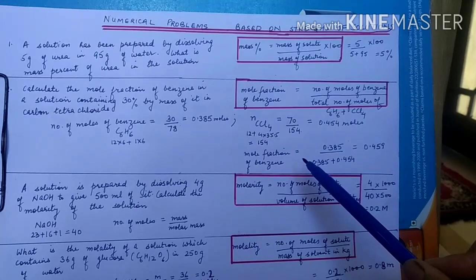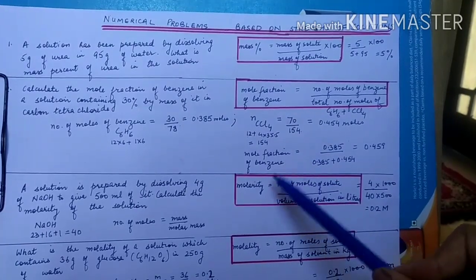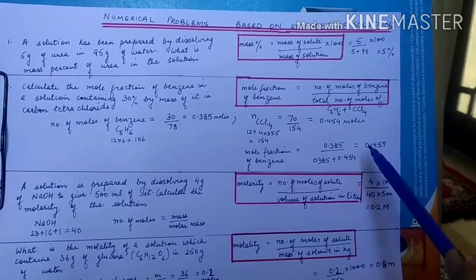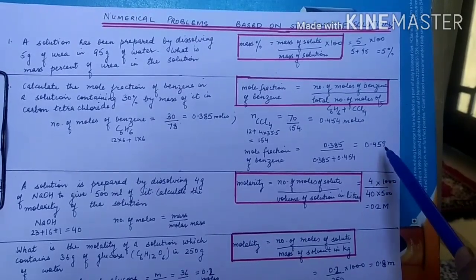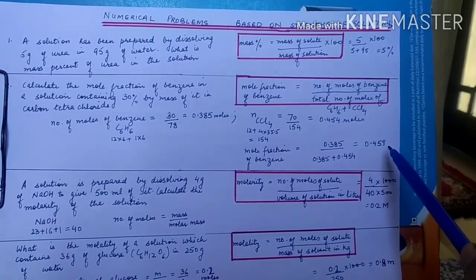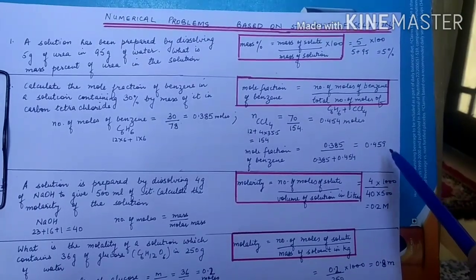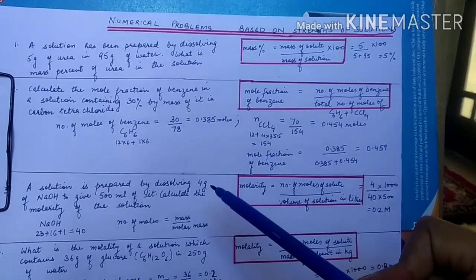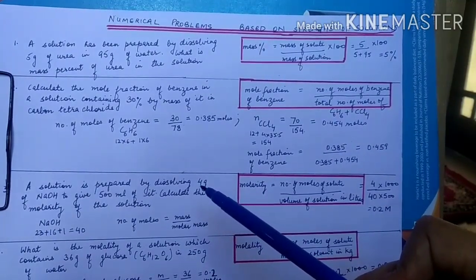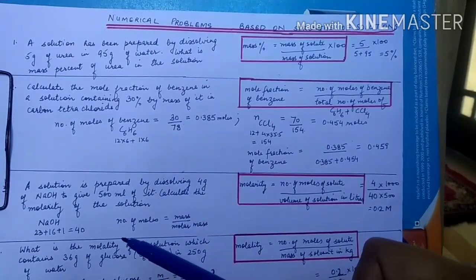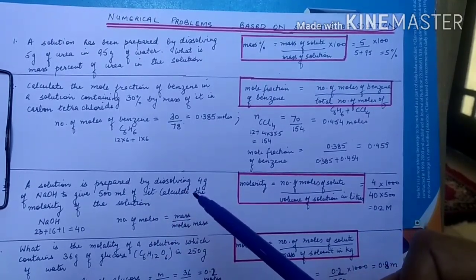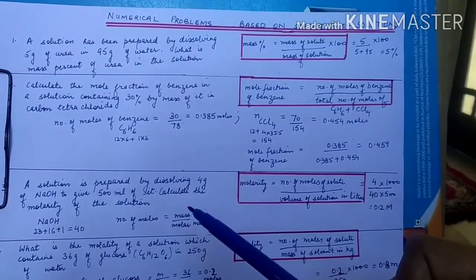Had you been asked the mole fraction of carbon tetrachloride, तो 1 में से इसको सीधे ही माइनस कर देंगे, तो हमारे पास उसकी कार्बन टेट्राक्लोराइड की मोल फ्रैक्शन आ जाएगी, because you know XA plus XB is equal to 1. Next numerical, a solution is prepared by dissolving 4 grams of NaOH to give 500 milliliters of solution.